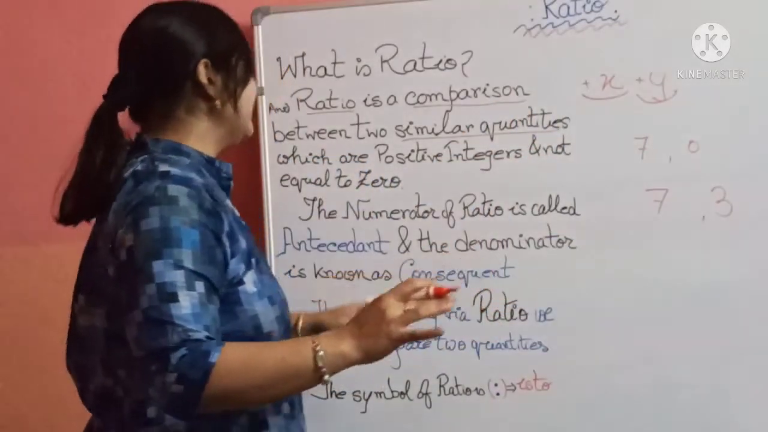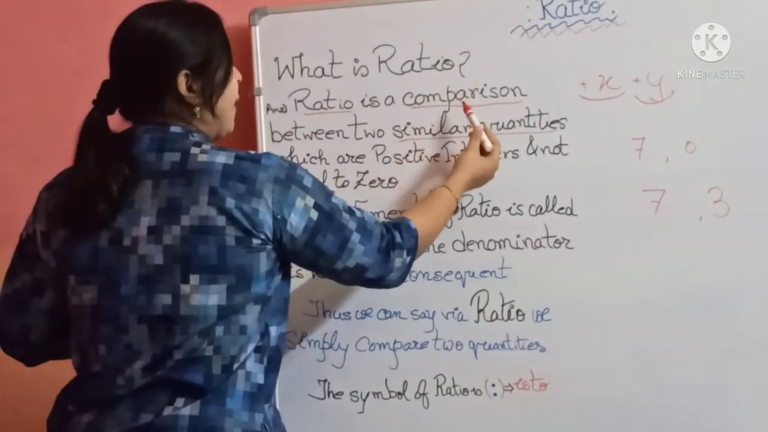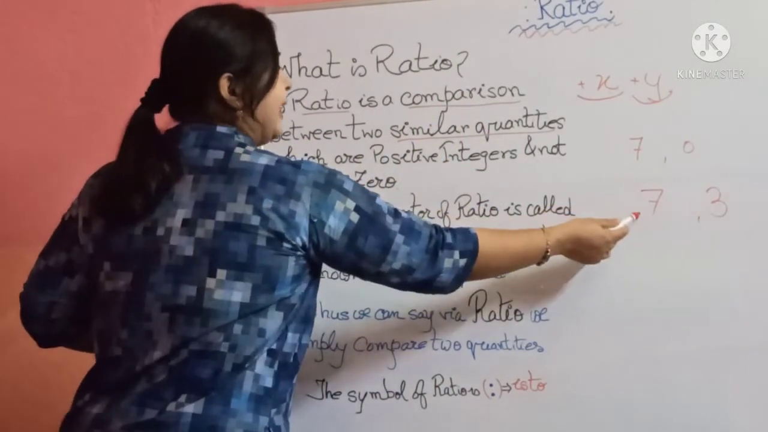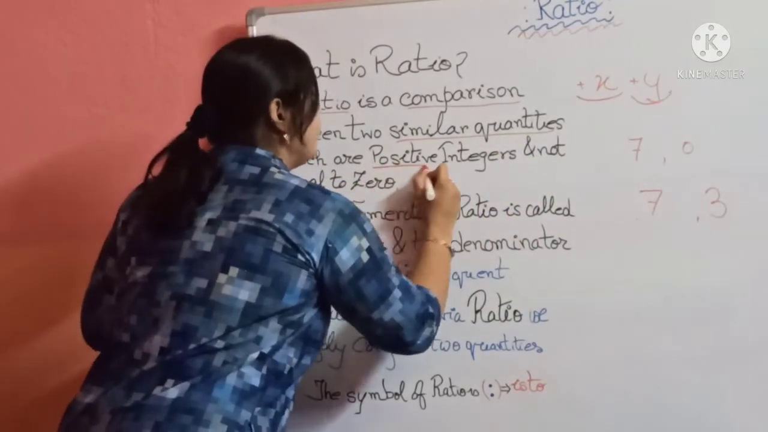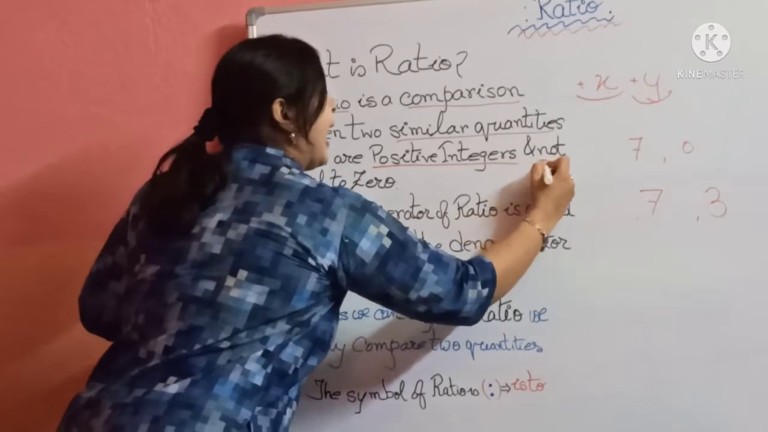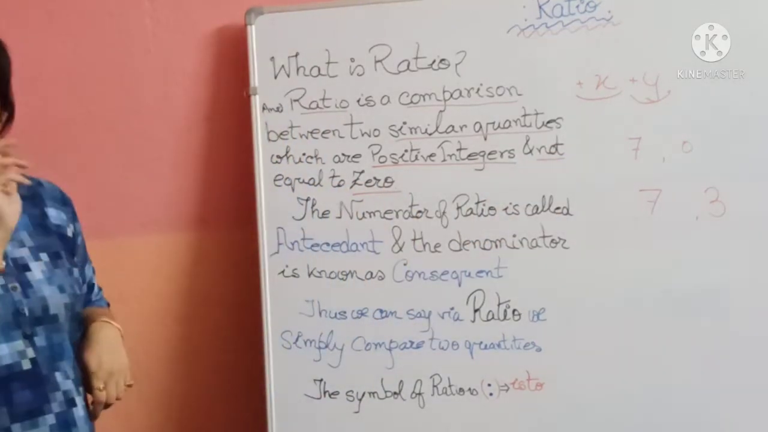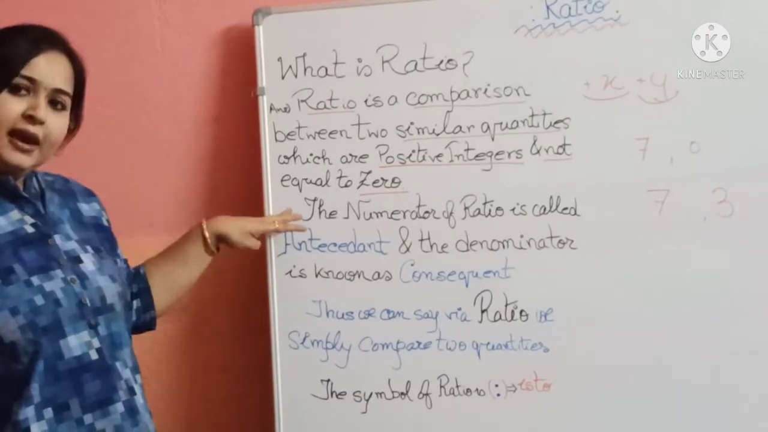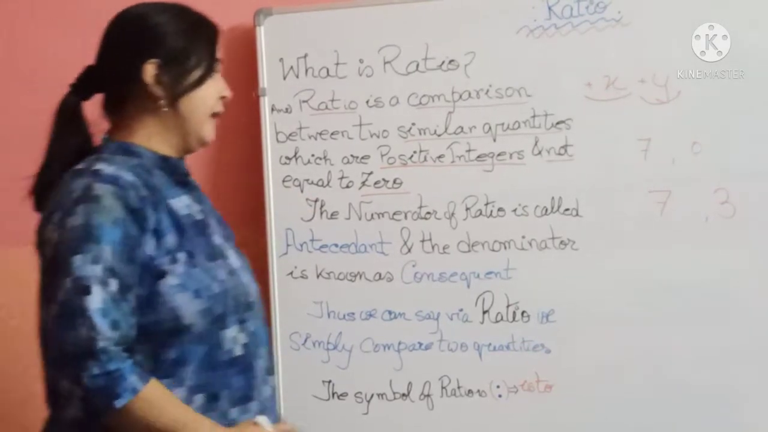So the basic things for doing ratio are that we have to do a comparison. They should be the same kind of quantities and they should be positive integers and not equal to 0. That means not a 0. Okay, this much clear? Now comes the main thing.